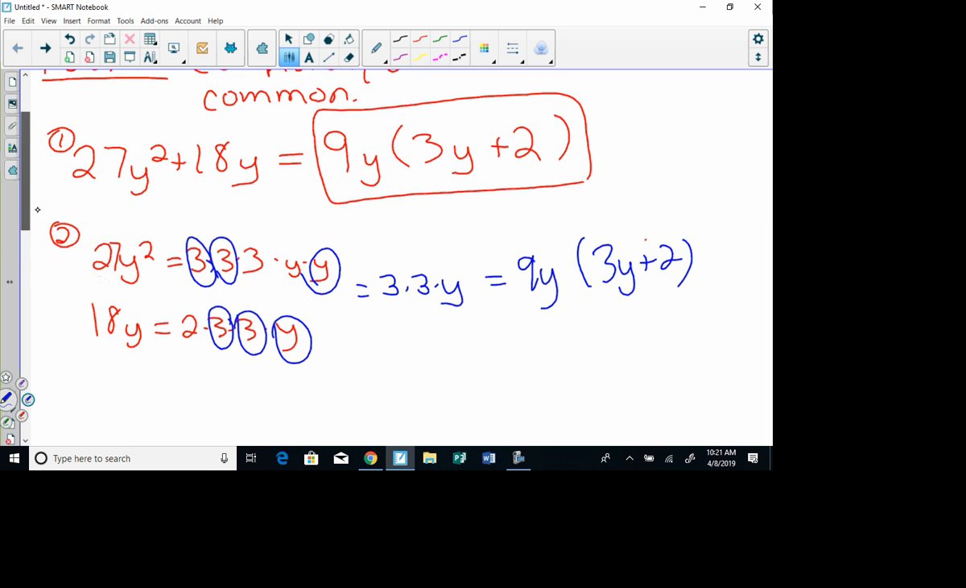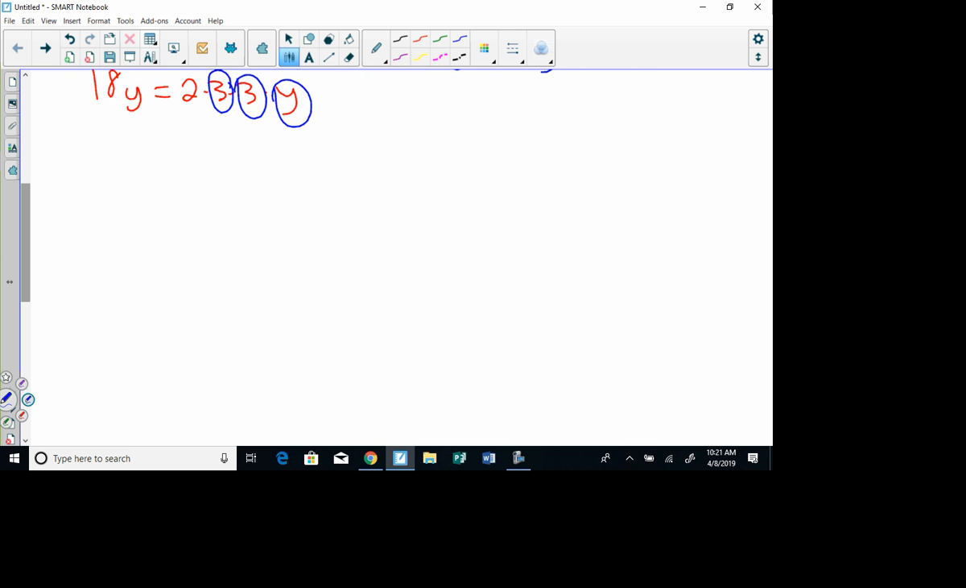Okay, let's try another one. Any questions on that? You see how we got the same answer both ways, correct? How many people are leaning towards strategy number one? How many are leaning towards strategy number two? Okay, two people. All right, let's try another one. Let's try negative 4a squared b minus 8ab squared plus 2ab.